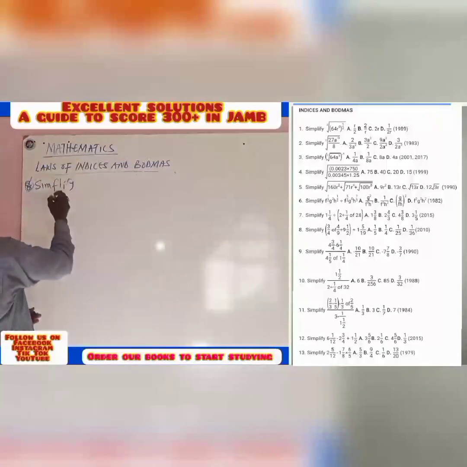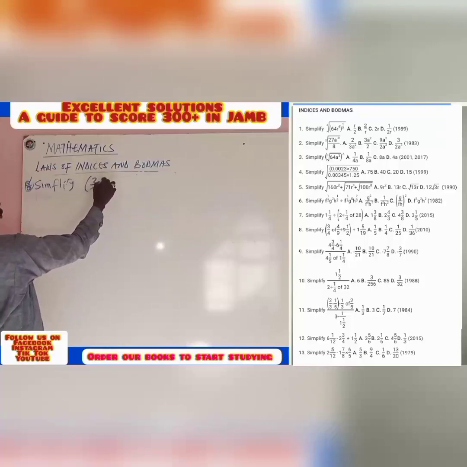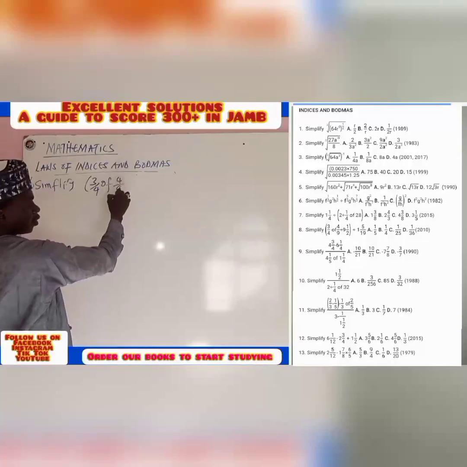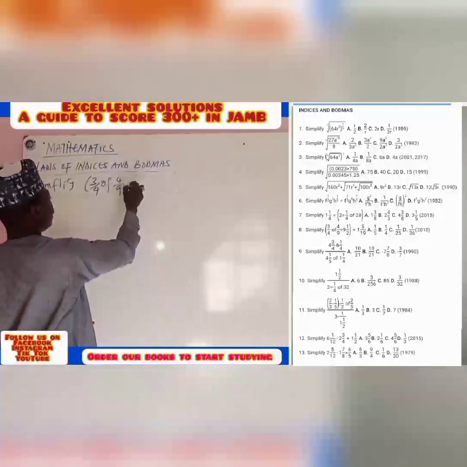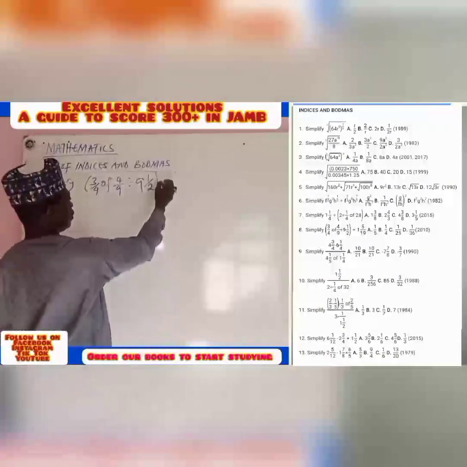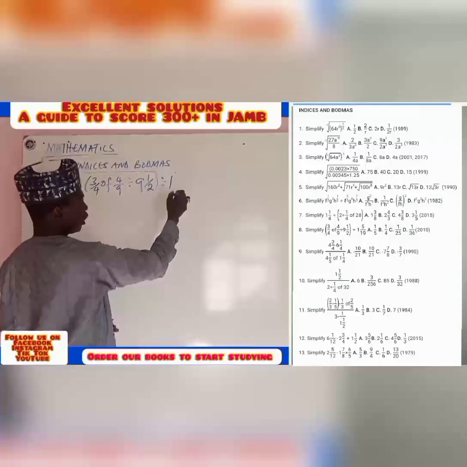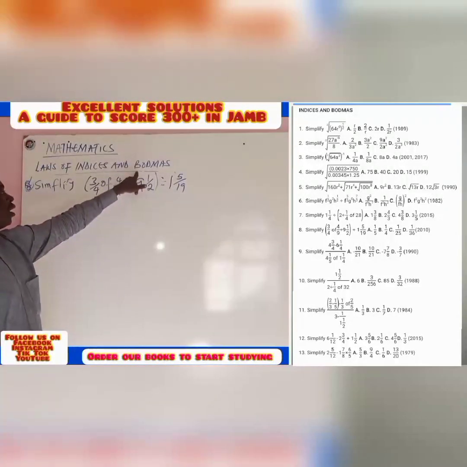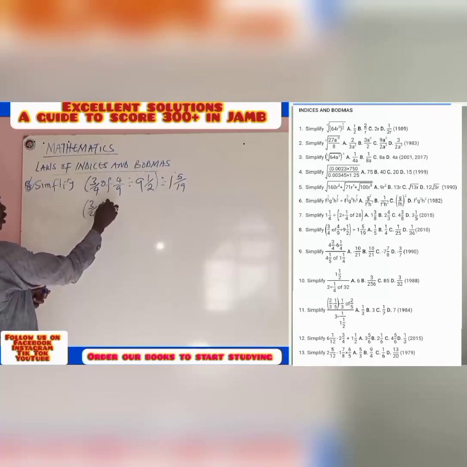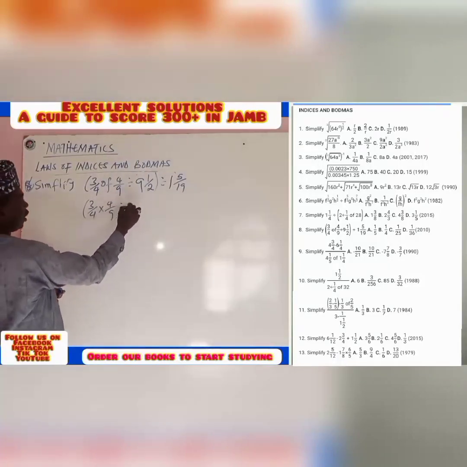3 over 4 of 4 over 9 divided by 9 whole number 1 over 2, all divided by 1 whole number 5 over 19. So the first thing we need to clear here is the bracket. And inside the bracket we start with this, our 'of'. So here this is the same as saying 3/4 times 4/9 divided by this one.